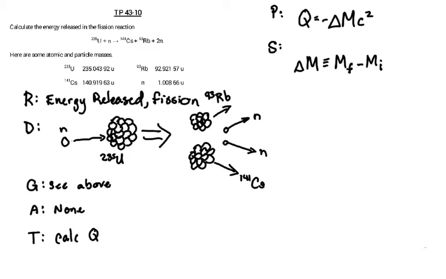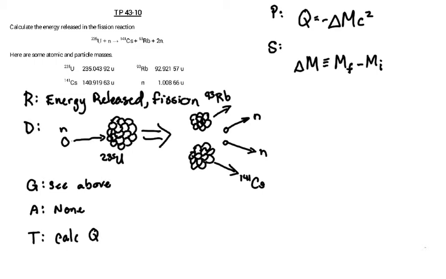Now our final mass in this situation are the products in our nuclear reaction, and our initial mass are the reactants in our nuclear reaction. So in this case, M sub F, or our final mass, is going to be the sum of all of our mass energies on the right hand side of the reaction. And our initial mass is going to be the sum of the mass energies on the left-hand side of the nuclear reaction.